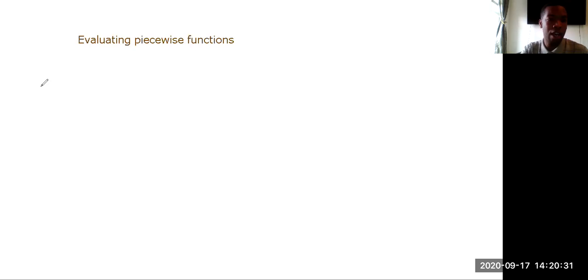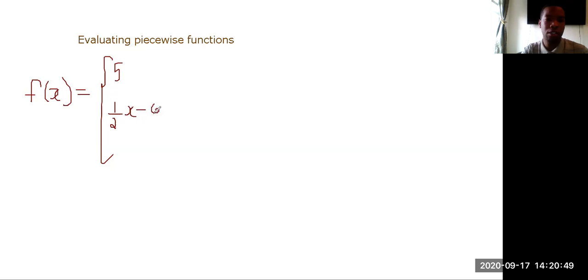It says f of x is equal to my big bracket 5, also a half x minus 6, minus 2x plus 10, and then we're going to write in the parameters. It's equal to 5 if x is less than -2. This is number 6 from the worksheet.